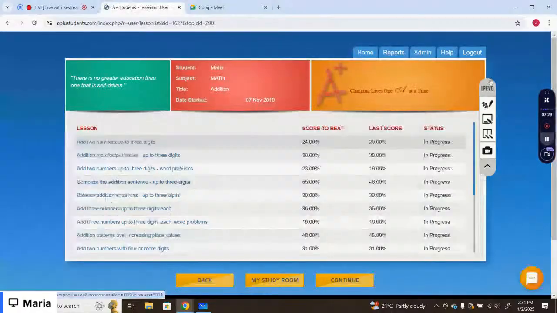The next lesson is balance addition equations up to 3 digits.